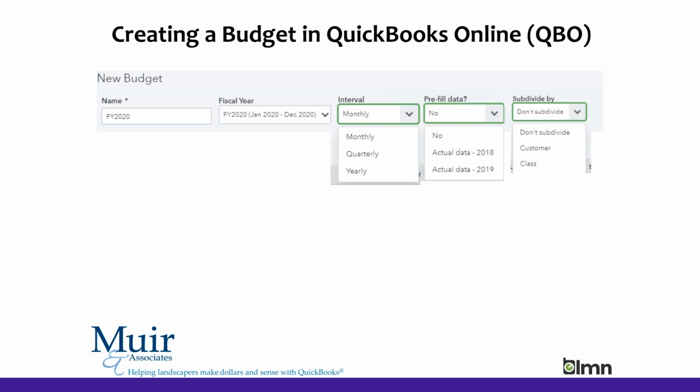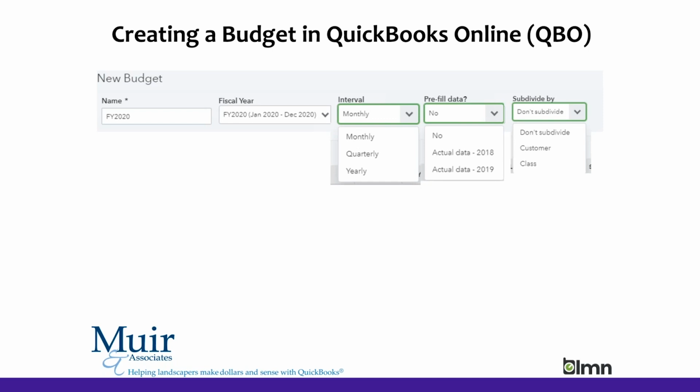Again, there's the option of whether or not you want to pre-fill the data, and also whether you're going to subdivide, as in the desktop, using criteria. So if you don't subdivide, you're just looking at your P&L sort of. If you do it by customer, then you're looking at a specific job.